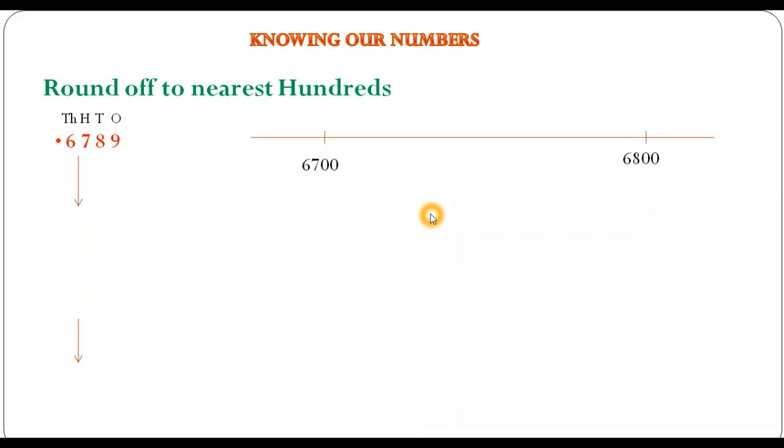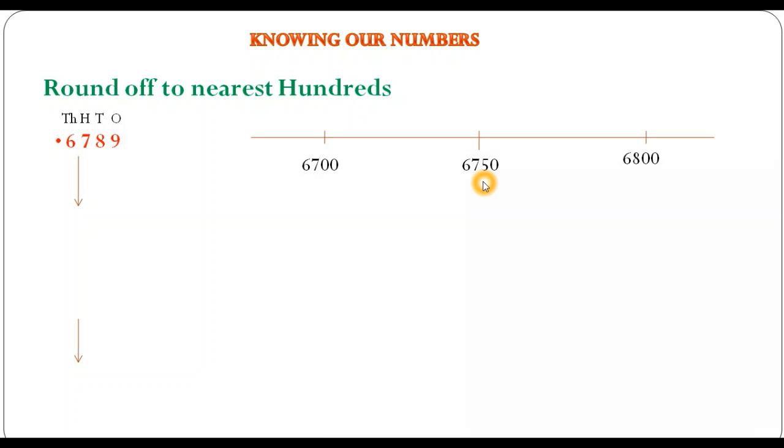Now we have to decide to which number it is closer. Exactly between 6,700 and 6,800 would be 6,750. That lies exactly between those two numbers. Now you might ask how do I find this midpoint? One option of finding the midpoint is you add these two numbers and divide by 2. So that's how you can find the midpoint.